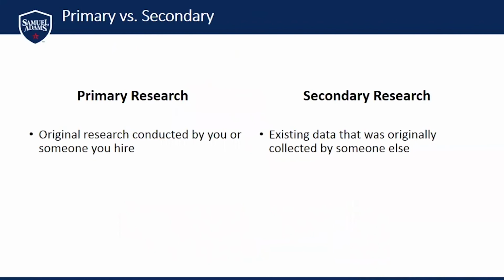Within research, there's both primary and secondary research. Primary research is generally any research you conduct yourself or have someone else conduct for you, whereas secondary research is basically any third-party research. So some examples of secondary research are things like industry reports, trade journals, and independent surveys.